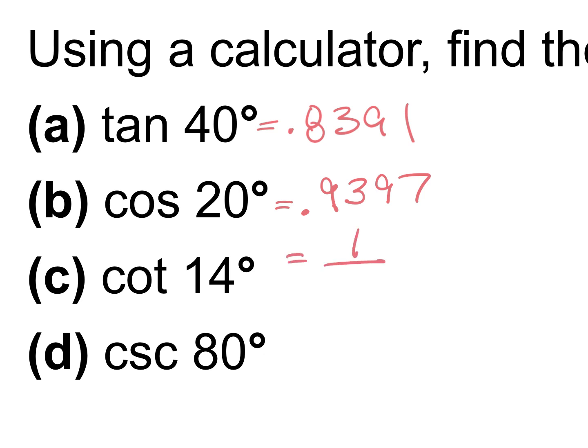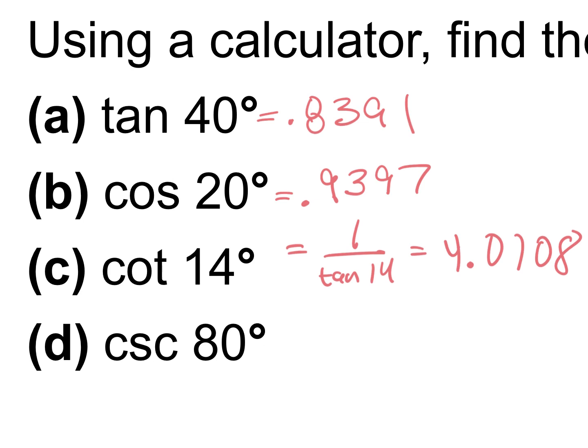Cotangent 14. How am I going to put that on my calculator? 1 divided by tangent 14. Because it's a reciprocal. So 1 divided by tangent 14. What is it? 4.01. 0.07 or 0.8. 0.08, okay. Remember, it's not second tangent where the tan negative 1 comes up.